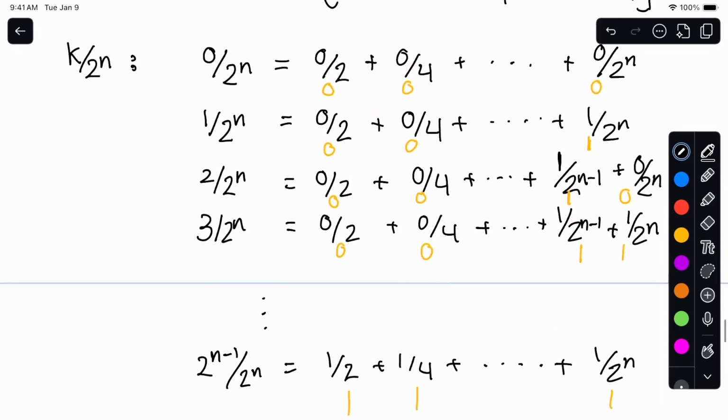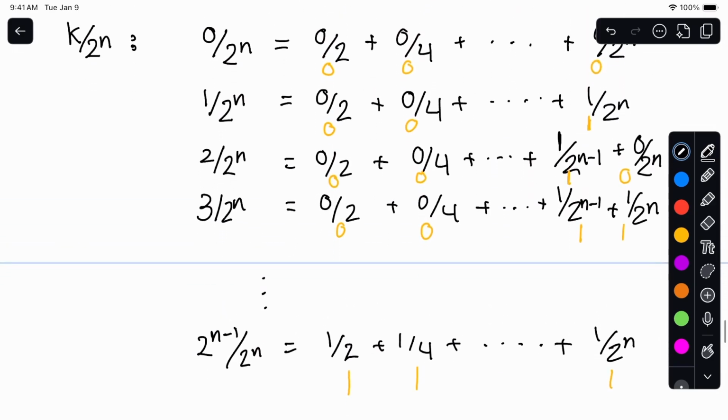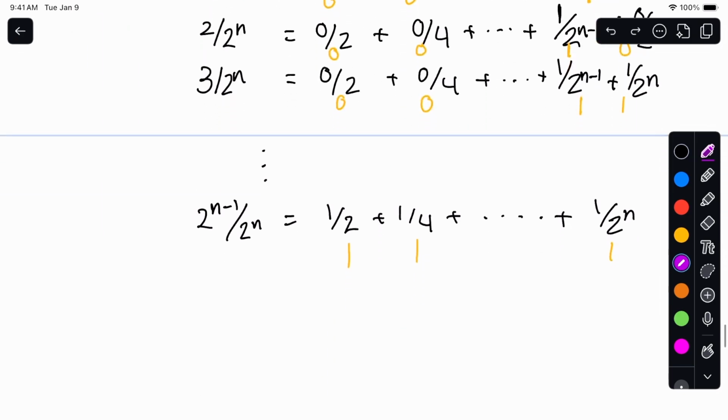Okay, so essentially what we can see from this is that whenever the first qubit is in the 1 state, we should apply a factor of 1/2. And whenever the second qubit is in the 1 state, we should apply a factor of 1/4, and so on and so forth. We can reconstruct QFT of x in terms of a tensor product.